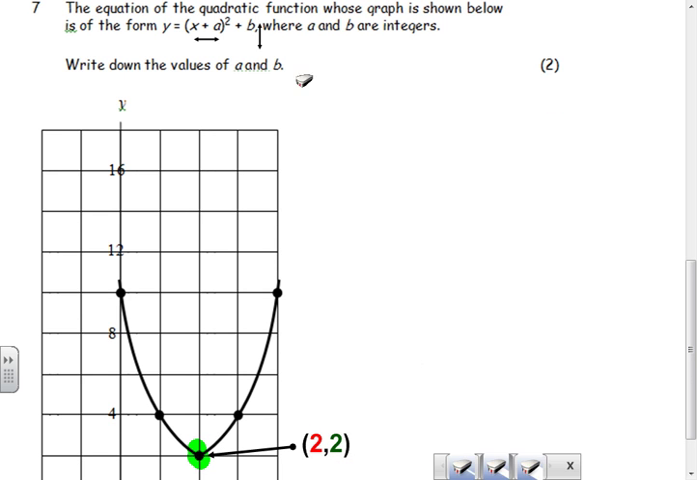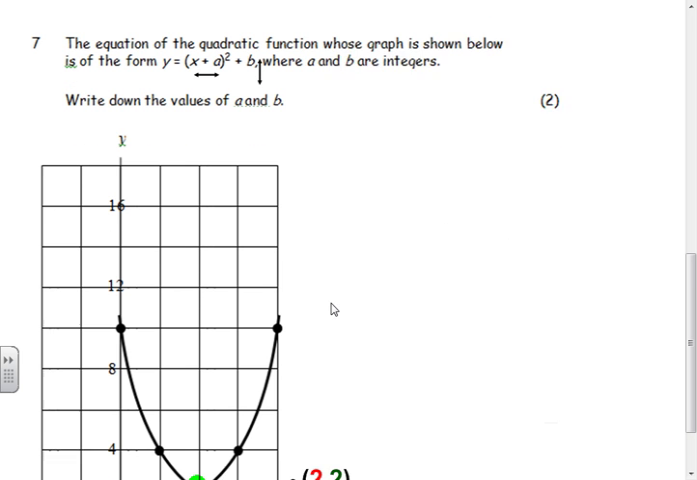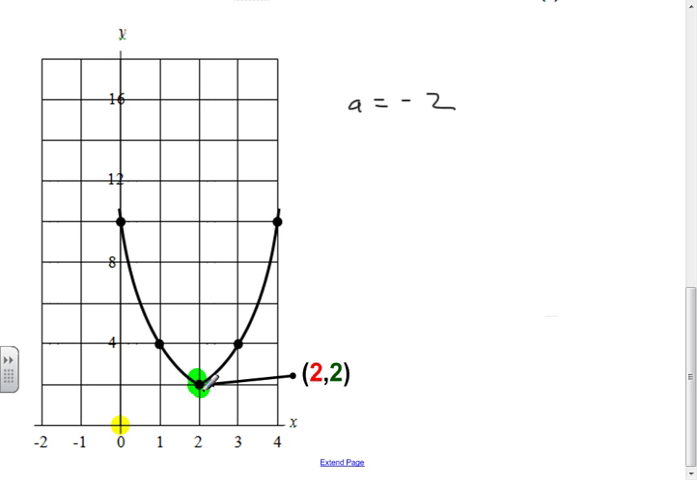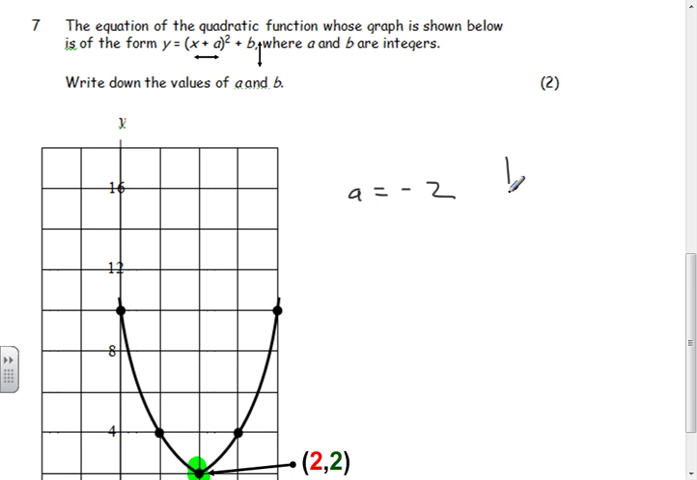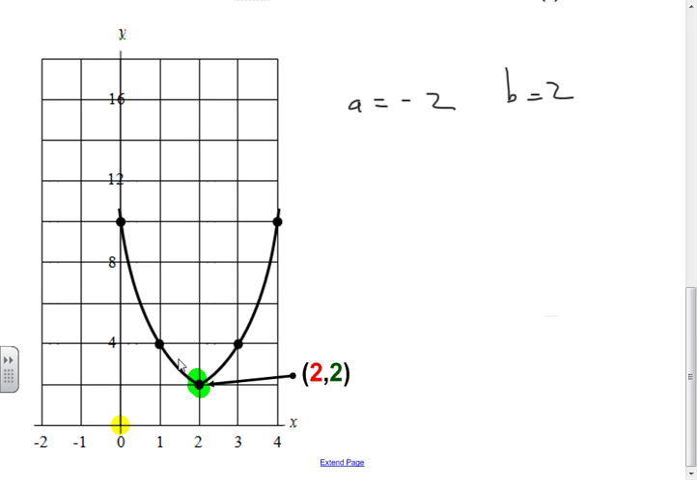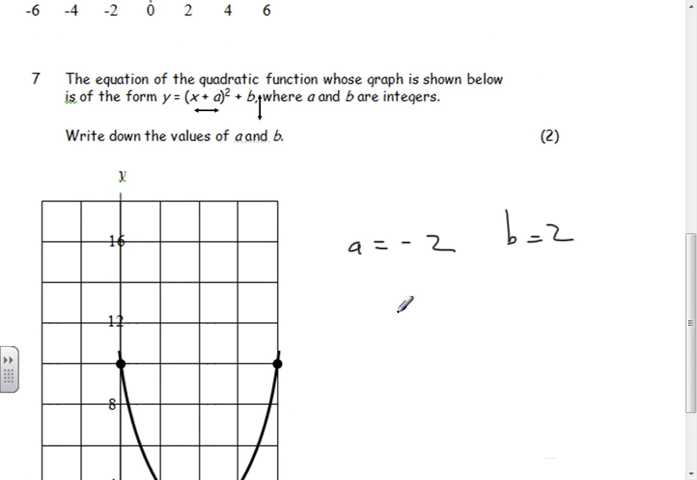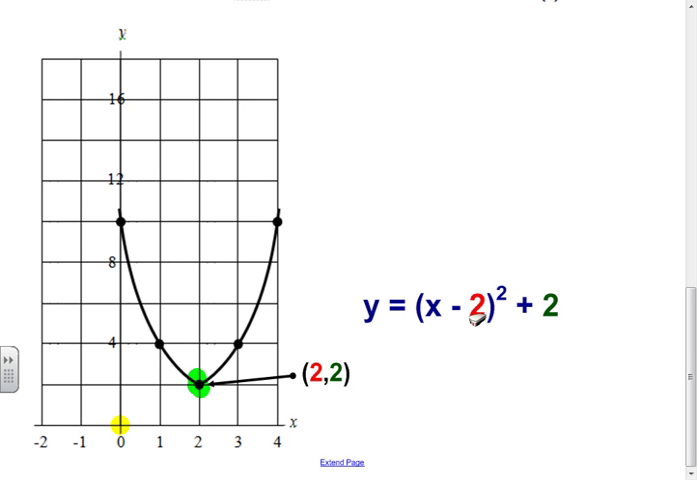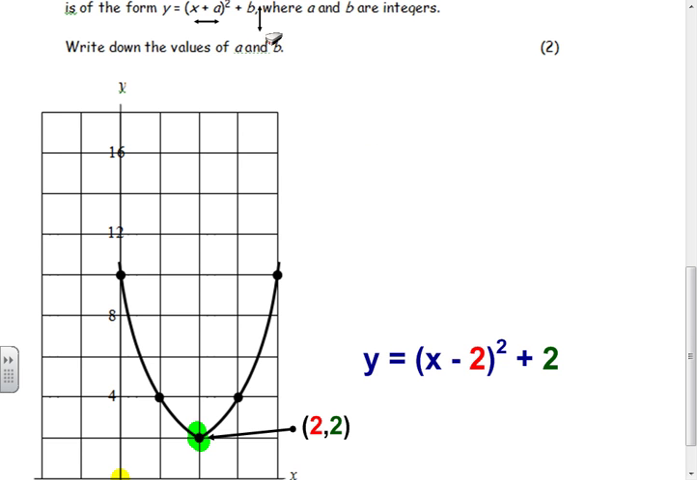So that's your first point to note. a is negative 2, I'll just write it. Now, the second value, the b value, is straightforward. It's how far up or down it's moved. In this case, it's moved up 2, so b is 2. If it moved up to 3, b would be 3, and if it moved up to 4, b would be 4. And the same if it went down to negative 1, b would be negative 1. Okay, I've written it in the equation. You can do that as well, but a is minus 2 and b is 2.